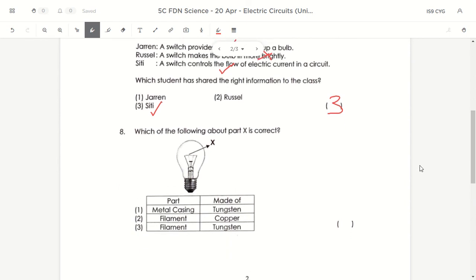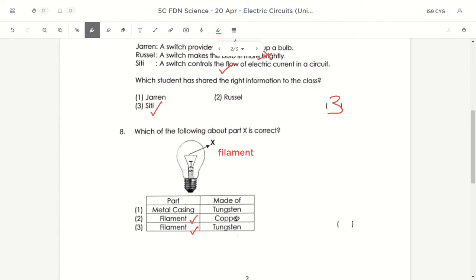And the last part: which of the following about X is correct? So let's talk about X. What is X? X is your filament. It's the part where, when electric current flows through, it will heat up and glow to give off light and heat energy. Okay, so this is the filament. With that, you know that it's definitely 2 or 3. And what material it is, we have not covered this yet. I don't think you need to know, but copper is the wire inside your electric cables.